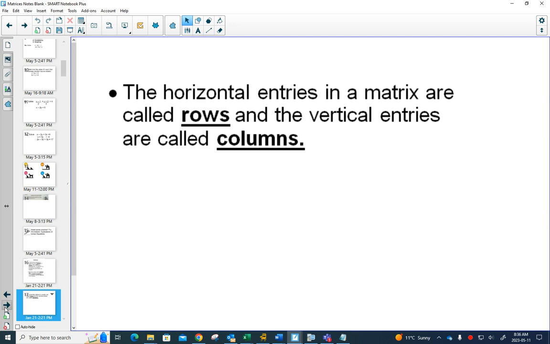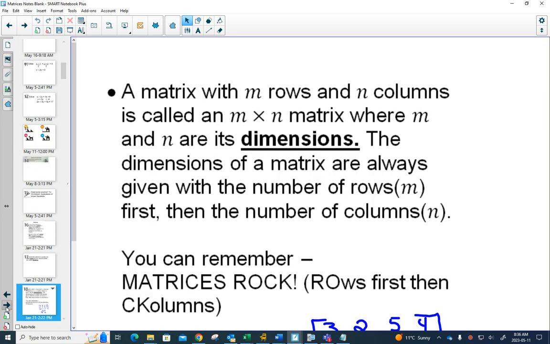We call the horizontal entries the rows, and the vertical entries the columns. And we call a matrix by its size, and it has dimensions. So a 3 by 2 matrix would have 3 rows and 2 columns. Okay? I always remember this by just thinking that matrices rock. Rows first, then columns second, and you're fine.